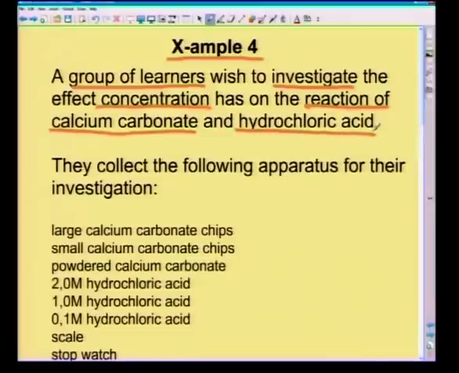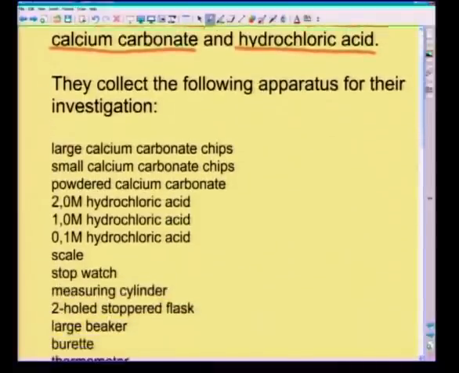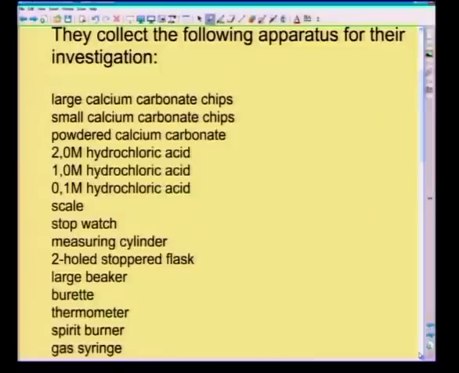Now they collect the following apparatus for their investigation. They've got large calcium carbonate chips, small calcium carbonate chips, and powdered calcium carbonate. They also have 2 mole per cubic decimeter. If you see this capital letter M here all the time, it represents mole per cubic decimeter. They've got 2 M, 1 M, and 0.1 M hydrochloric acid.